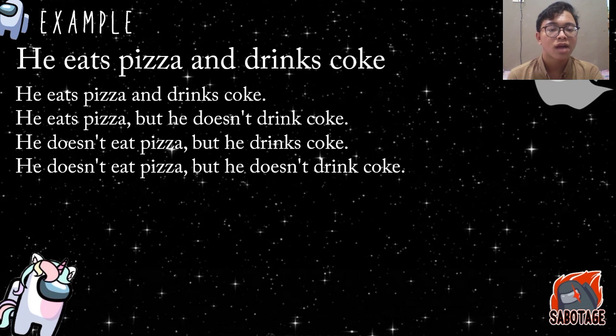Okay, look at the example of conjunction. Suppose that he eats pizza and drinks Coke. Which statement is true? The first one, he eats pizza and drinks Coke. That's true because that's exactly the same. The second one, he eats pizza but he doesn't drink Coke. And the third one, he doesn't eat pizza but he drinks Coke. And the fourth, he doesn't eat pizza and he doesn't drink Coke. Since one part is false, the whole statement is false. Moreover, in the last one, no part is true, so the whole statement is false. So the true one is the first one only.